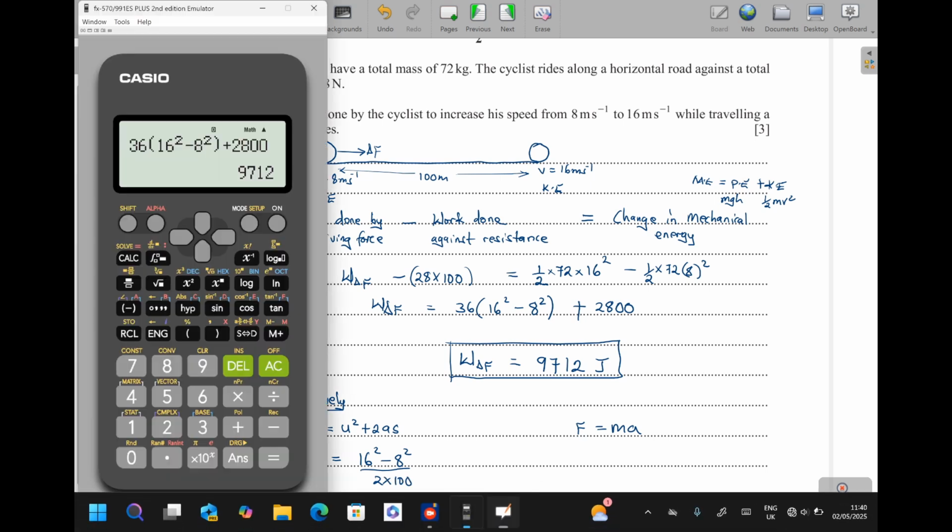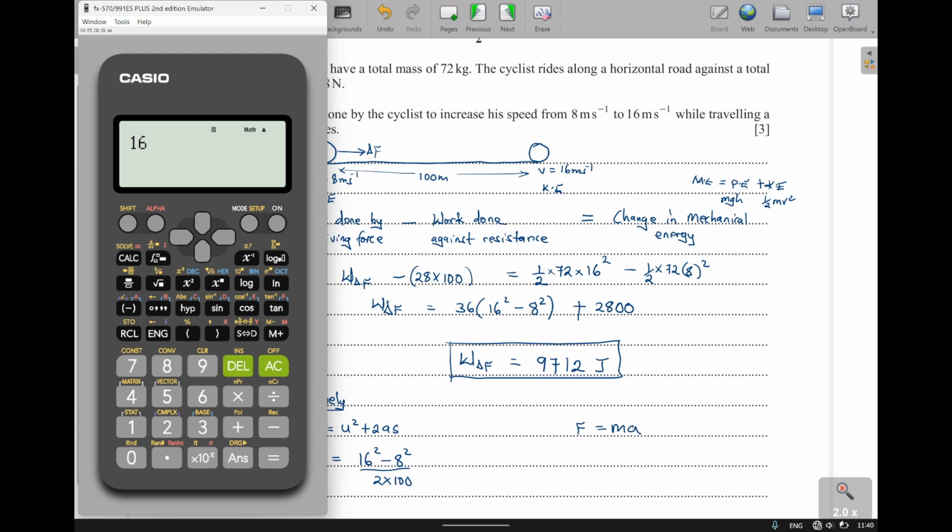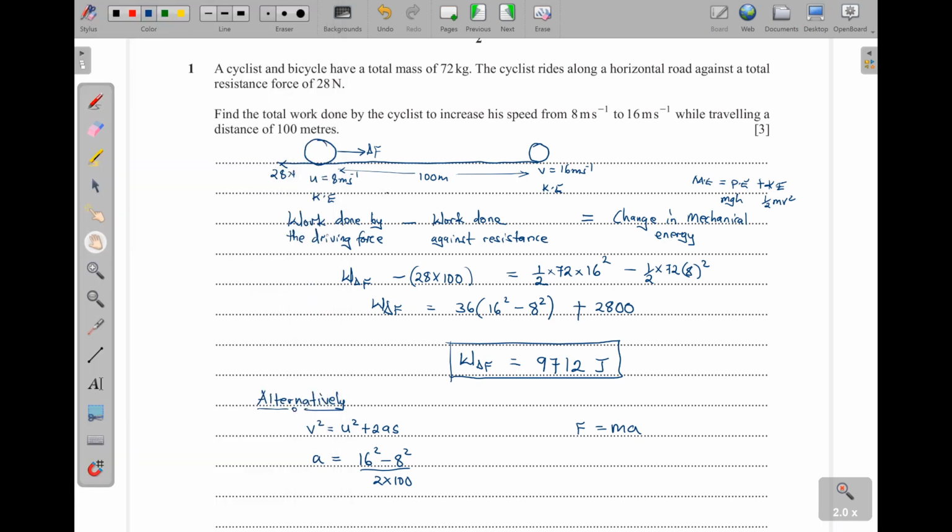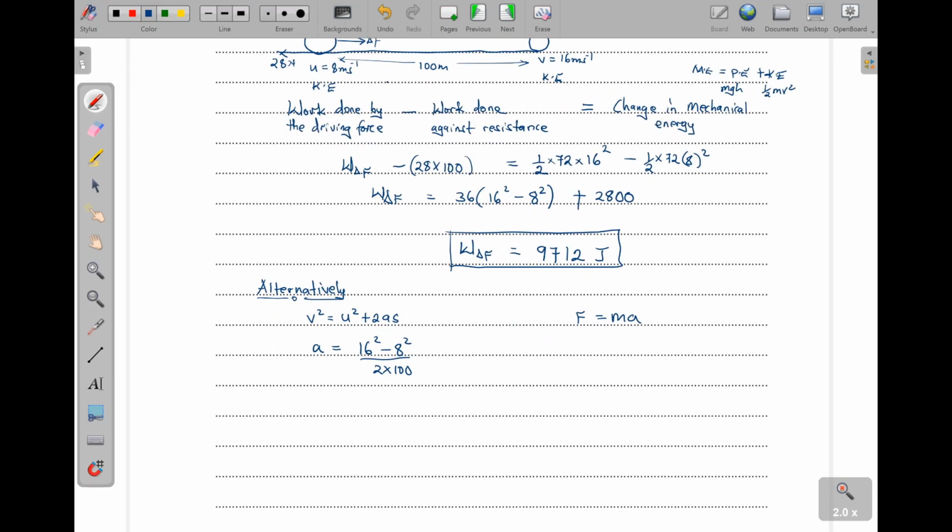Putting this in the calculator, we have 16 squared minus 8 squared, then we divide by 200. This gives us 0.96. So our acceleration is 0.96 meters per second squared, and then I'm going to substitute it here.